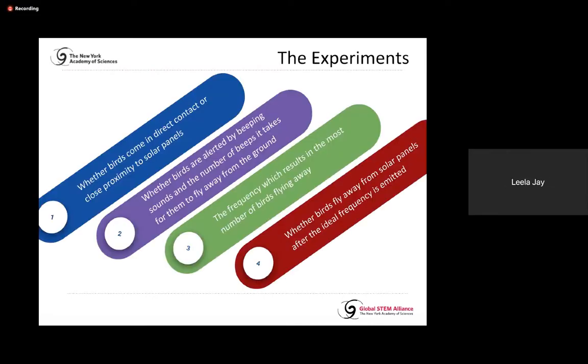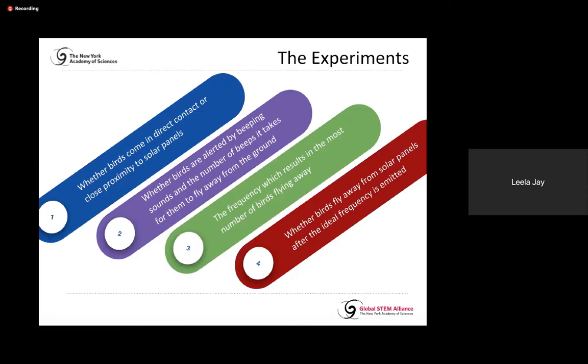Okay, so we actually conducted 4 experiments. The first was figuring out whether birds came into direct contact or close proximity to the solar panel. The second was figuring out whether birds are alerted by beeping sounds and the number of beeps it actually takes for them to fly away from the ground. The first 3 experiments were conducted on the ground, and the last one was conducted using a solar panel with the results and conclusions that we had gotten from the previous experiments.